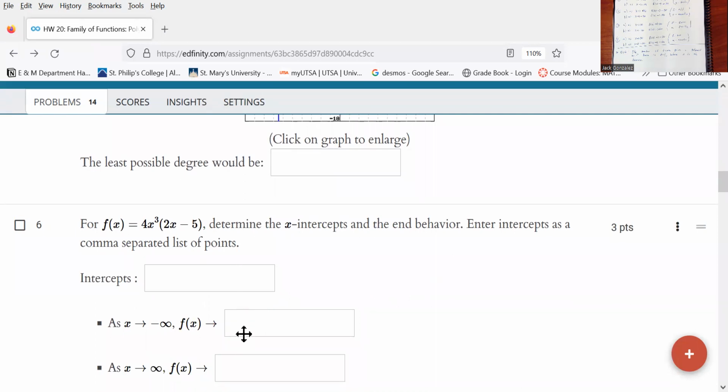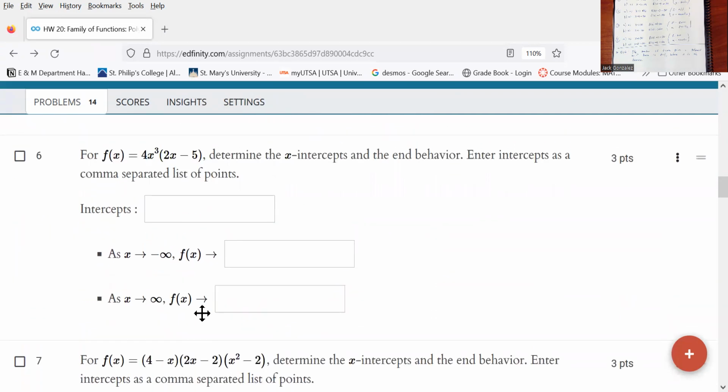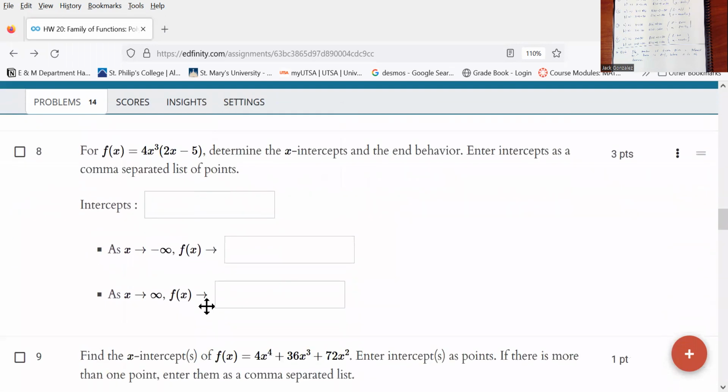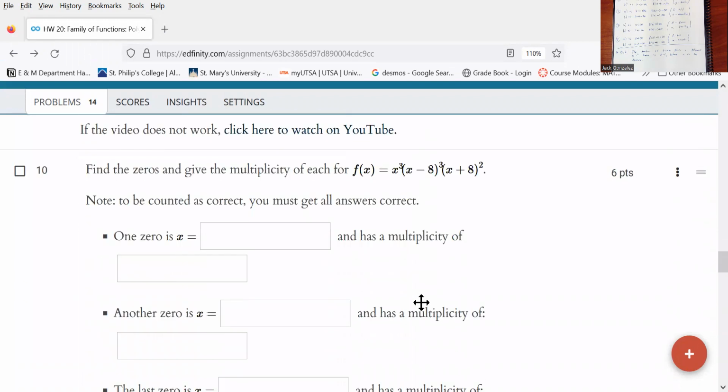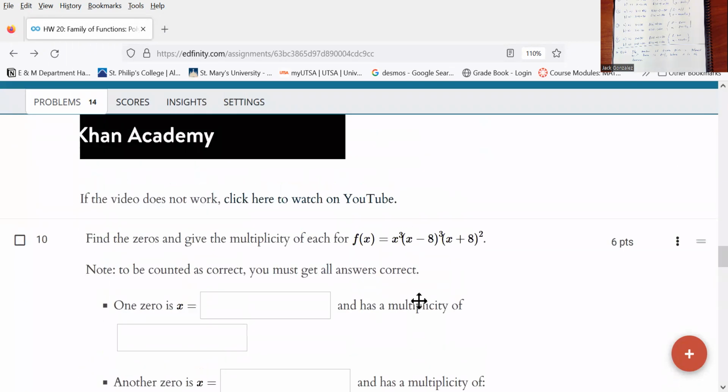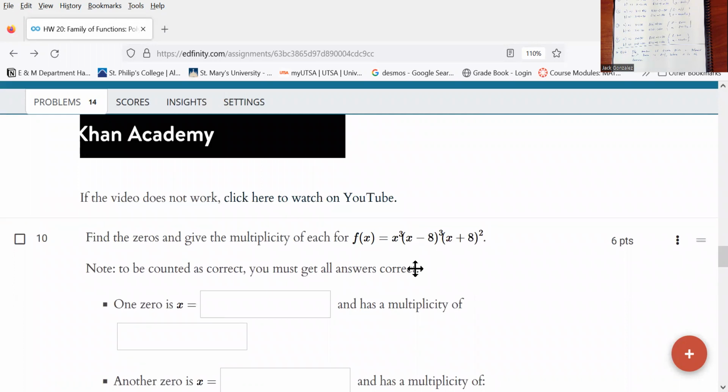Intercepts, we've talked about that. More end behavior questions. I think that's really it for this section. There are some videos there just in case you forgot stuff. We did not talk about multiplicity. Let's talk about that right now.